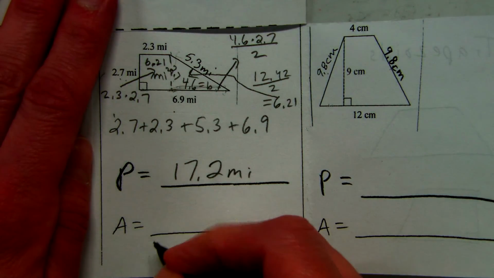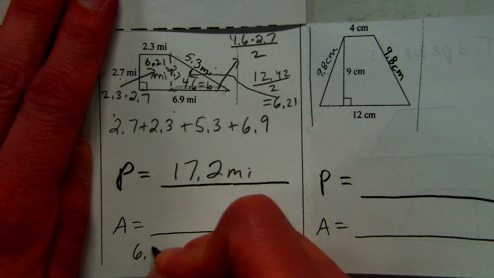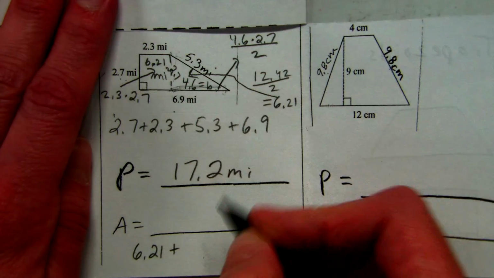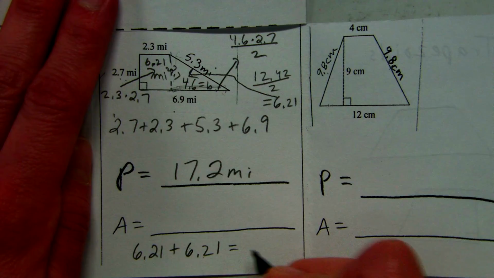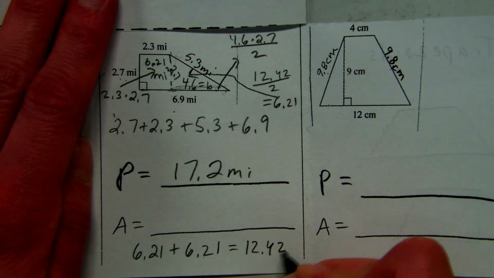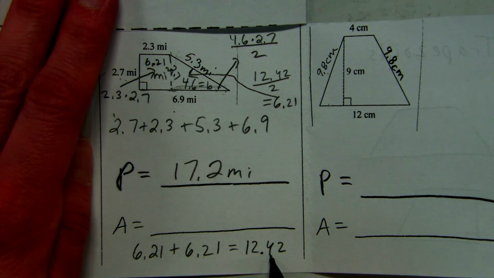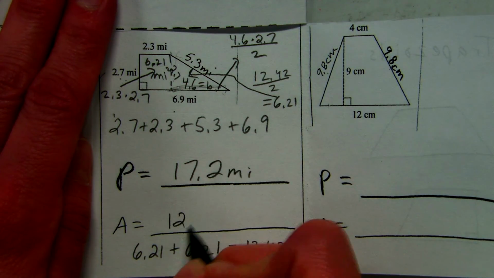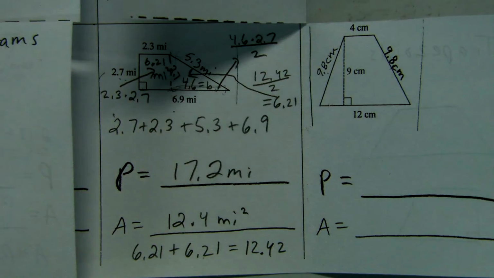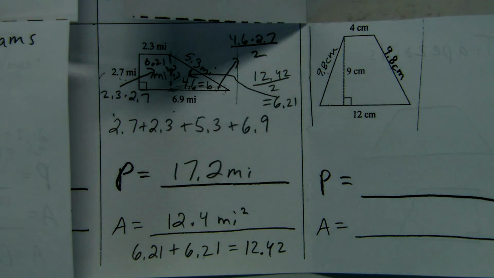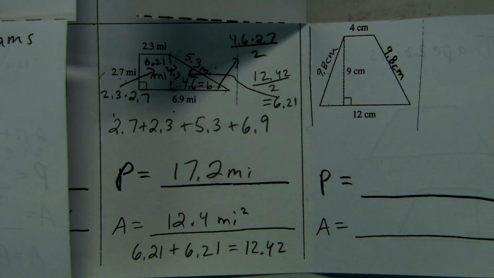It's getting really messy. So the first rectangle was 6.21. The triangle came out also 6.21. Weird coincidence. So we get 12.42. And then if I want to round it to the tenth, that's just 12.42 miles squared. So you can figure these out by breaking them into rectangles and triangles, breaking them into shapes we already know how to solve. Okay?